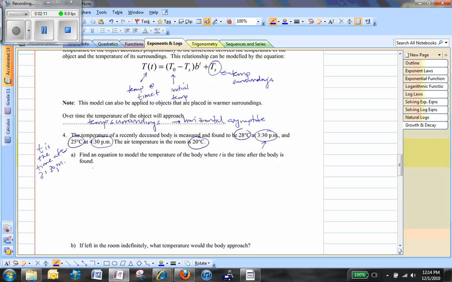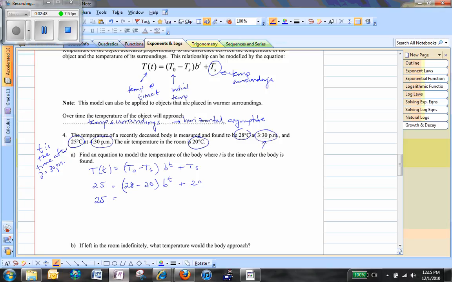So let's start with the beginning. T of t is equal to (T naught minus Ts) b to the t plus Ts. So we know that initially it was 28. We know that the temperature of the surroundings is 20. 8 b to the t plus 20. So I know that it ends up being 25 degrees at the end. So let's finish this up.